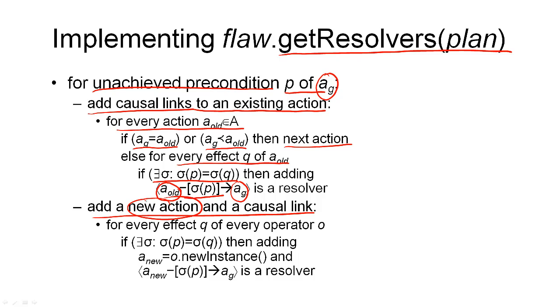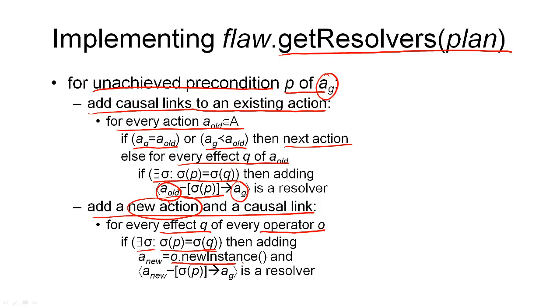The alternative is, of course, that we introduce a new action into our plan that supports our unachieved precondition. And to check whether this is possible, we've got to loop over all the operators in our planning domain and check every effect Q of every operator to see whether this can be used as a provider. The first step is that we look for a substitution sigma that makes P and Q equal. Note that we don't have to worry about the variable binding constraints in this case, because all the variables in Q that we've just introduced with the new operator are of course new variables and have no bindings yet.